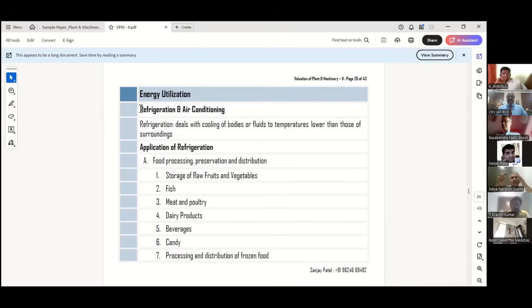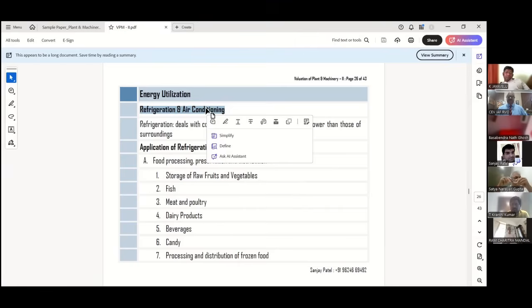Next is refrigeration and air conditioning. What is the difference between refrigeration and air conditioning? Refrigeration is cooling; air conditioning conditions the air. Humidity is also controlled.